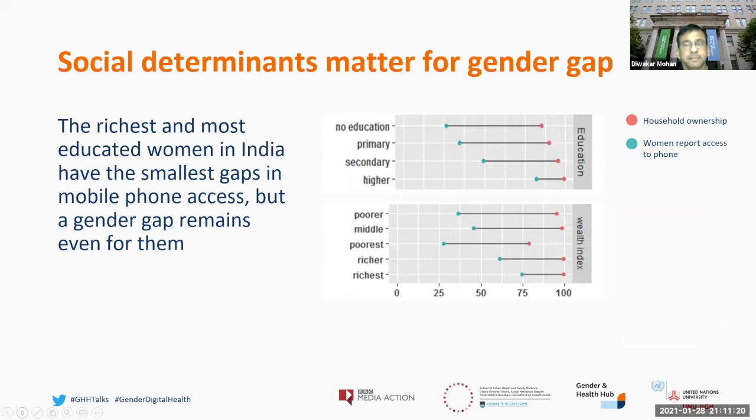Carrying along the same lines, the figures showed disparity among the different levels of education and wealth across India. The richest and the most educated have the smallest gaps in mobile phone access. A point to note is that there is still a 20 to 25% gap among the highest strata of society. This matters because digital health programs have the potential to introduce inequities and exacerbate existing ones due to the selection bias created by who has access to a phone.